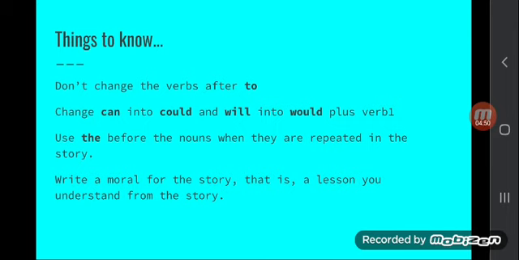Okay, students, write a moral for this story. Keep in mind, when you finish writing this story, write the moral. Moral means lesson you understand from this story. You have to write a lesson that you understand from this story. So these are the things you have to keep in mind while writing a story.